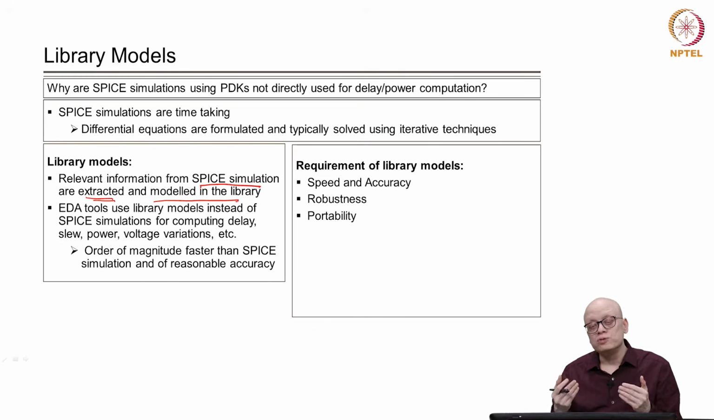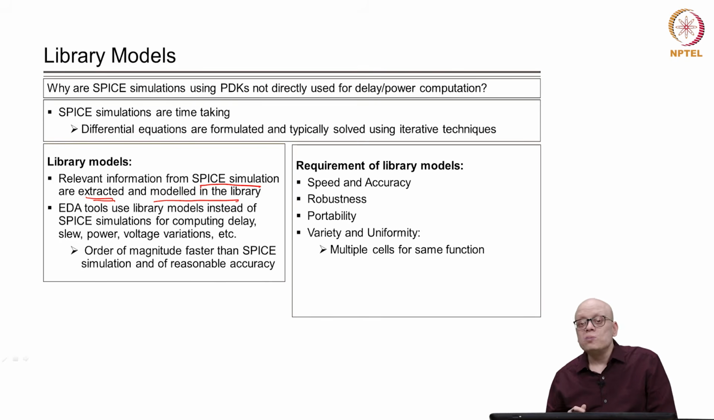Right. So, we use EDA tools from various vendors. So, an ideal library model should be one which works with the tools of all EDA vendors. And then the library models should have a variety of cells, and there should also be some uniformity. What we mean by variety and uniformity, let us see.